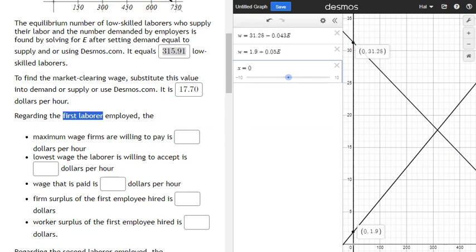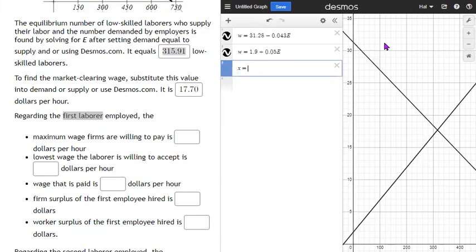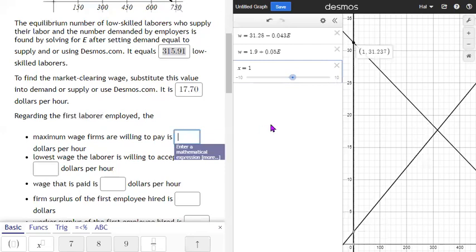The employees with the least impressive training, experience, and education that signals one might be a great productive employee for the firm are going to have lower valuations on the labor demand curve, right? So regarding this first laborer employed, the maximum wage firms are willing to pay is what? We have to change this X equals 0 to X equals 1. When X equals 1, we're on the labor demand curve at this point, X equals 1 or employment equals 1. And the wage they're willing to pay is 31.24.